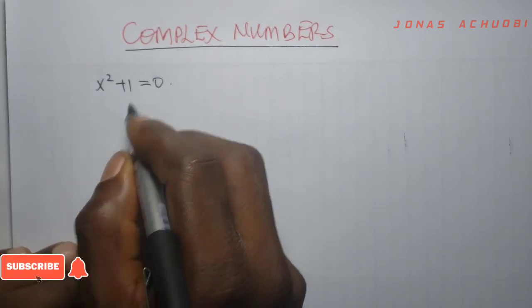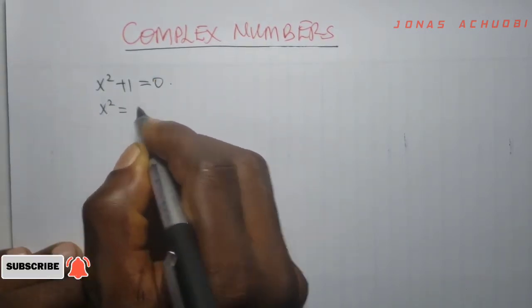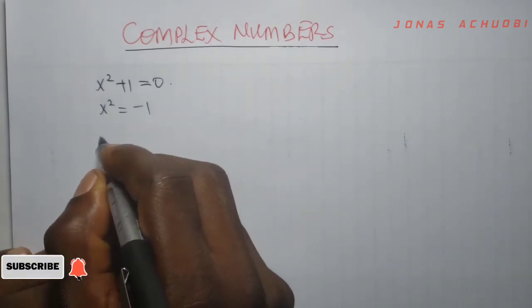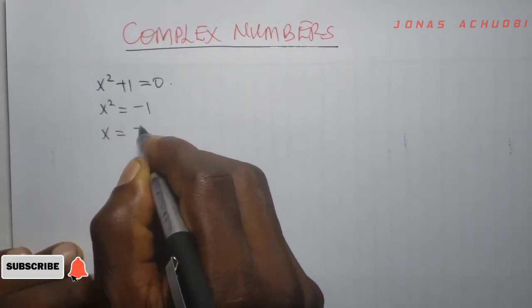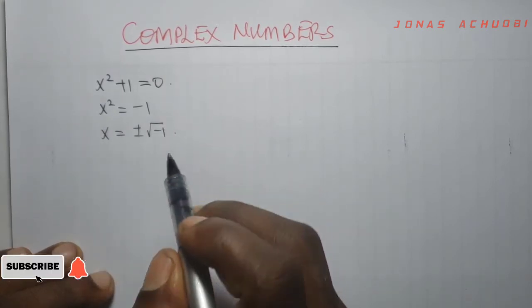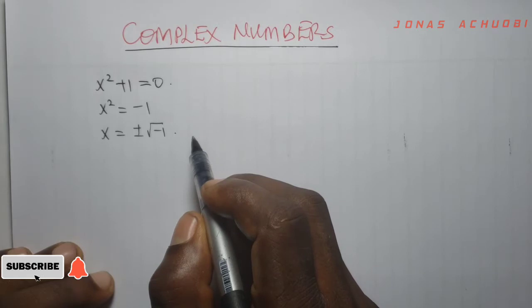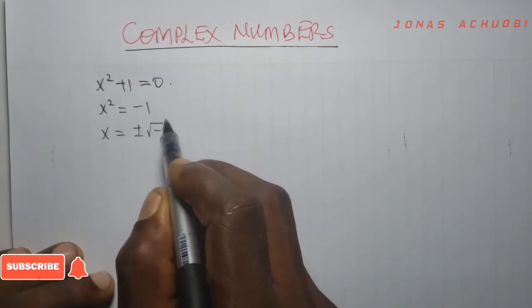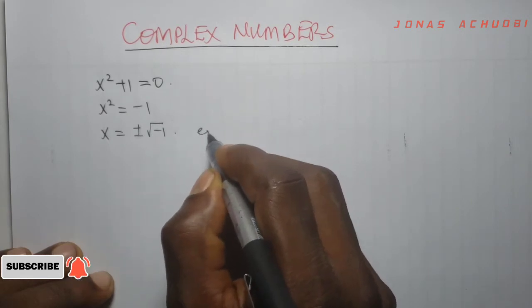Consider the following quadratic equation: x squared plus 1 equal to 0. If we attempt to solve this, we have x squared equal to minus 1. We now take the square root on both sides and we have x equal to plus or minus the square root of minus 1. Now at this point, if we attempt to use our calculator in normal mode to evaluate the square root of minus 1, it displays an error.